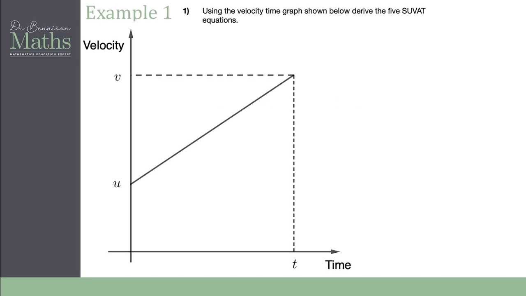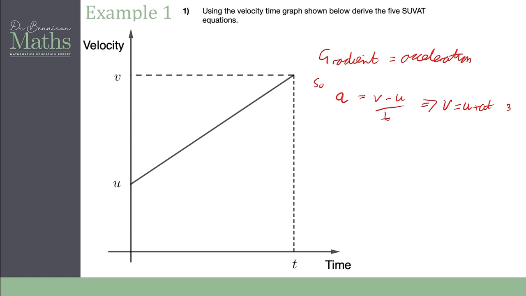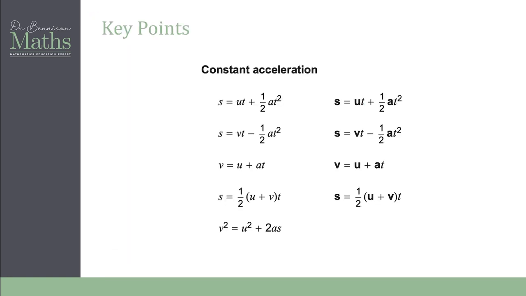And the first example was to derive these equations. Well, we can do them in sequence. So I've got a velocity time graph. For a velocity time graph, we know that the gradient is equal to the acceleration. So a, which was used for acceleration, is v minus u over t. And that implies that v is equal to u plus at, which is our third equation. So we've got these two.